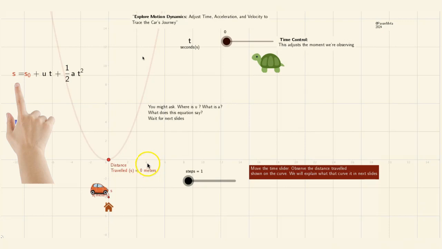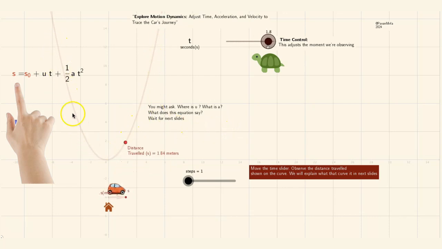In this explainer, we will visualize displacement, velocity, and acceleration. Starting with our car at home, distance 0, let's move the time slider and observe its journey. Notice the car's movement. Let's decode and understand what that red curve is.